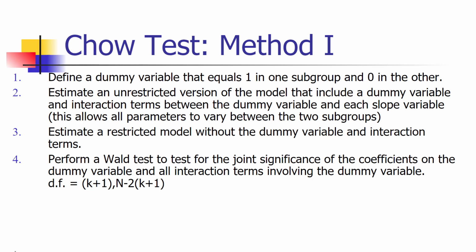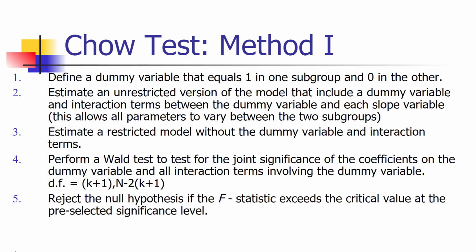So in this case, there are k plus 1 parameters that you're testing, so the degrees of freedom for the numerator is k plus 1 in the Wald test, because there will be k plus 1 restrictions, all of the form that the coefficient on the dummy variable and each of those dummy variable interaction terms will all individually be 0. The degrees of freedom in the denominator of the Wald statistic would be n minus the total number of parameters in the unrestricted model, which is n minus the quantity 2k plus 1. You'd reject the null hypothesis if the F statistic exceeds the critical value at the preselected significance level. So this is one way of doing it.